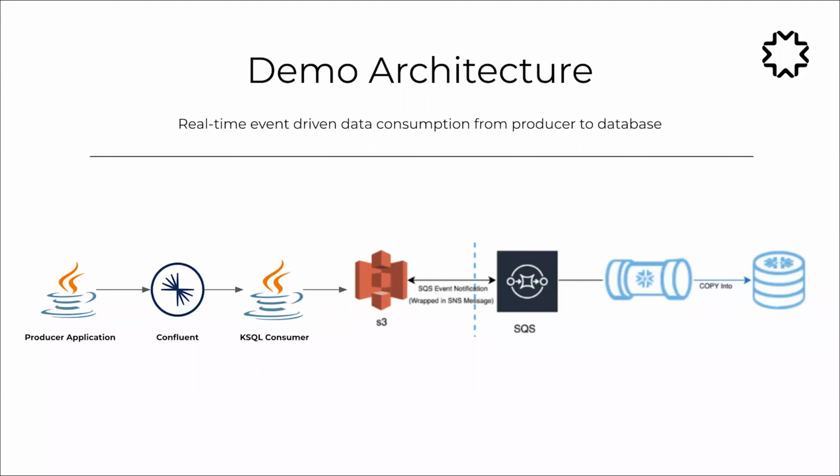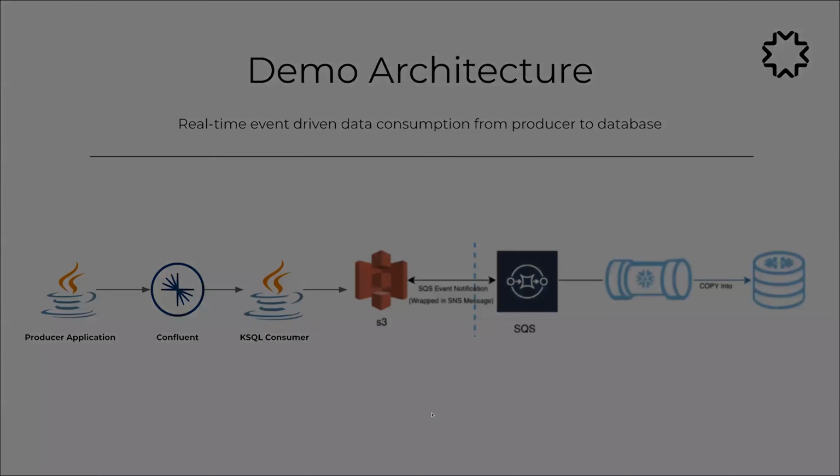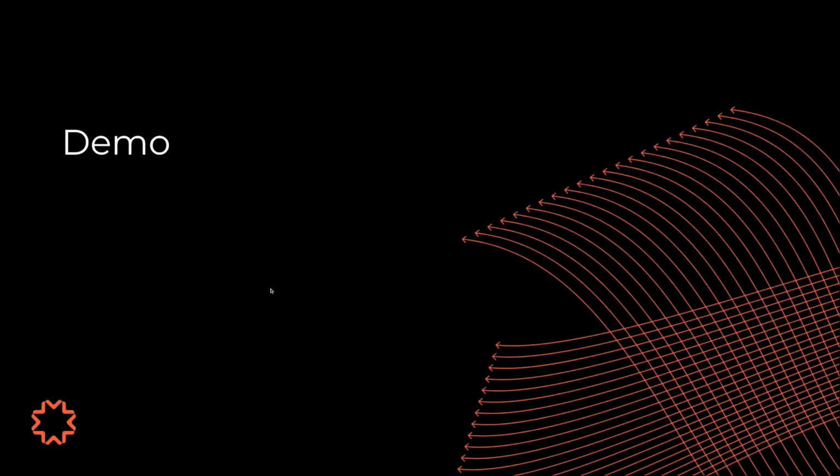We're going to grab information from both of those topics and combine it in our KSQL consumer. That consumer is going to push all of that information to S3. And the S3 bucket is then going to send out an event notification, which is going to go through SQS, get notified by Snowpipe, and then using that Snowpipe, automatically copy that data into our Snowflake database. And without further ado, we're going to start showing off the demo.